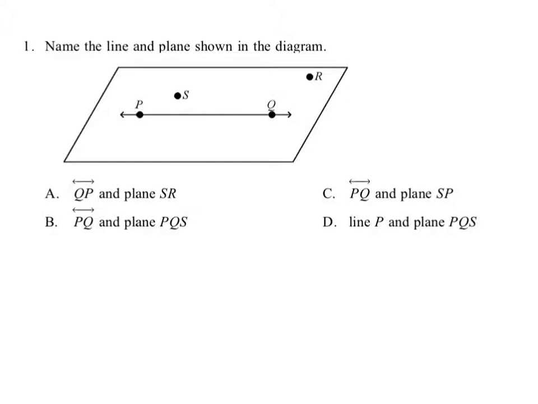QP, PQ, it doesn't matter which way you go, but D isn't enough to, line P isn't enough to describe it, because there's an infinite number of lines running through that, and that's only just in that single plane. So that's not going to be good enough. So we're going to eliminate that choice right away.